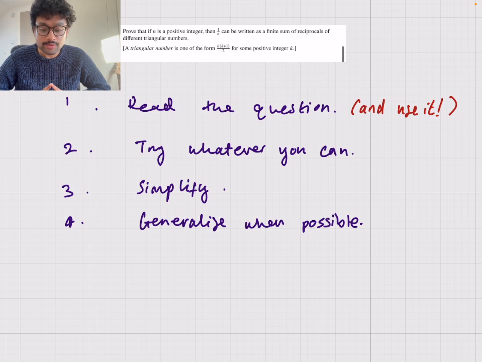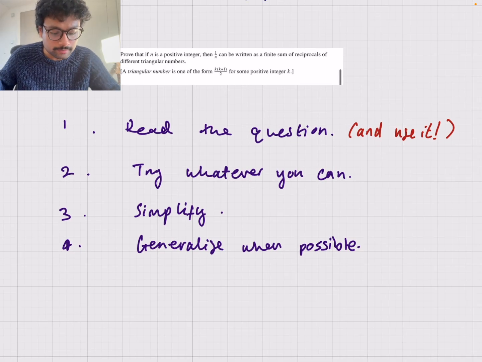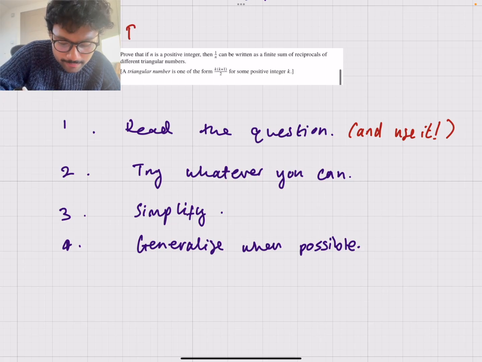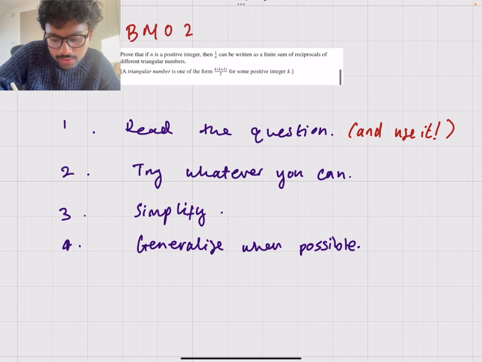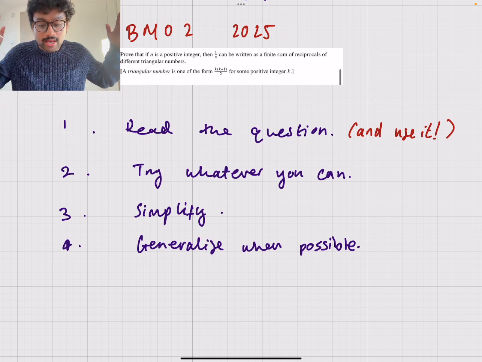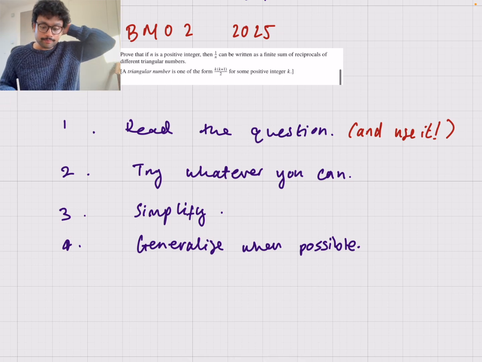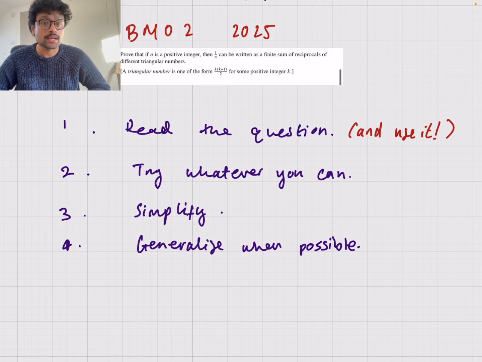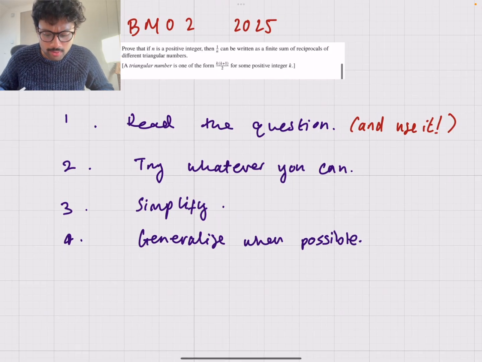You can attempt this problem on your own. You can attempt different problems at this level. This problem is from the British Maths Olympiad, round 2, 2025, and it's the first question. This is a problem targeted towards the most able students in the 16, 17, 18 age range. And it's perfectly doable with a GCSE understanding of algebra. And oftentimes that's how these questions are constructed.